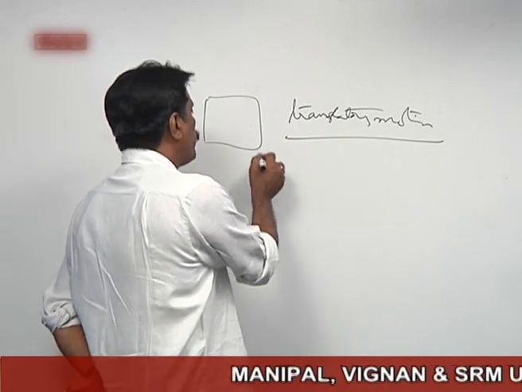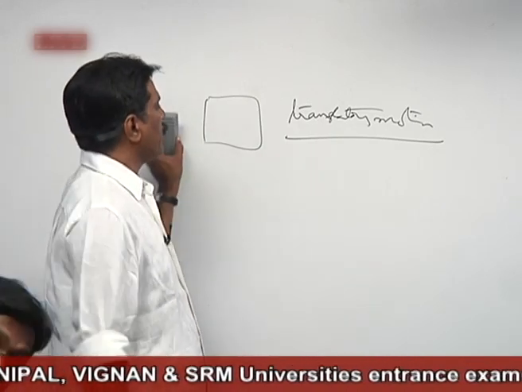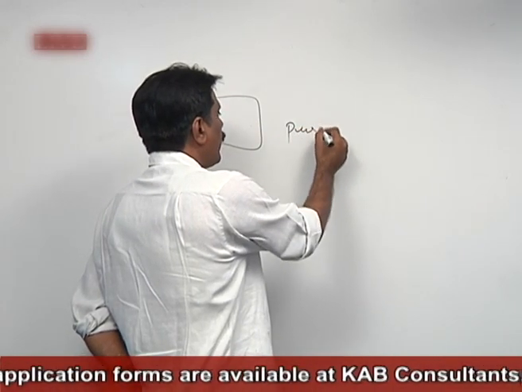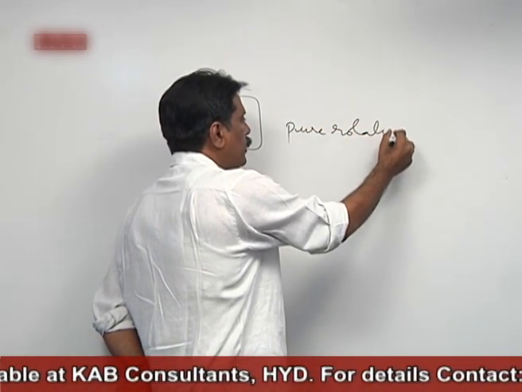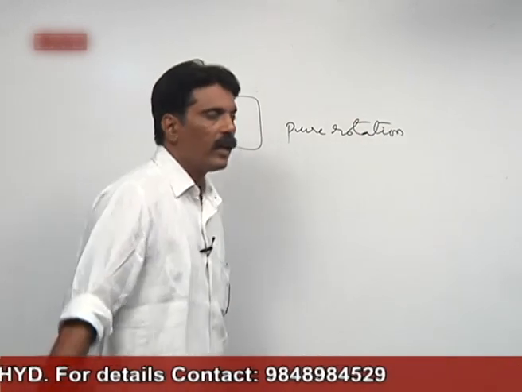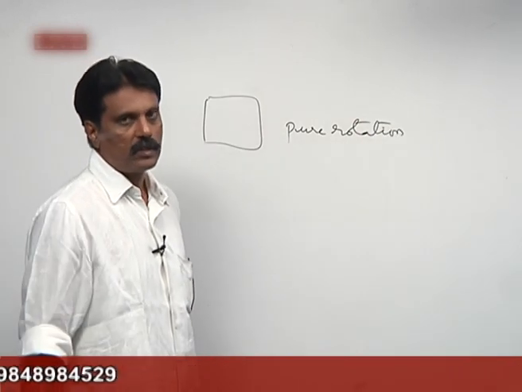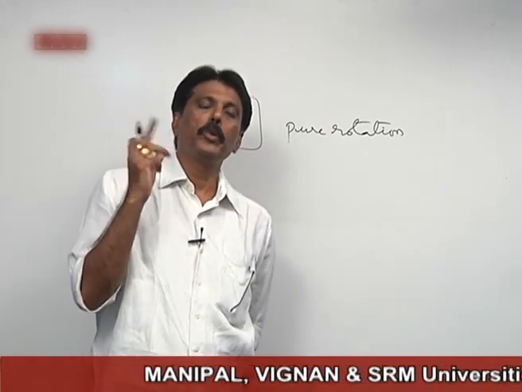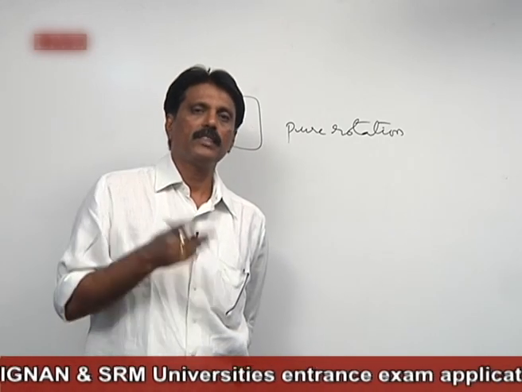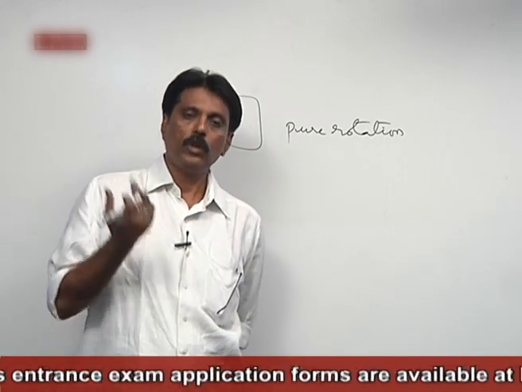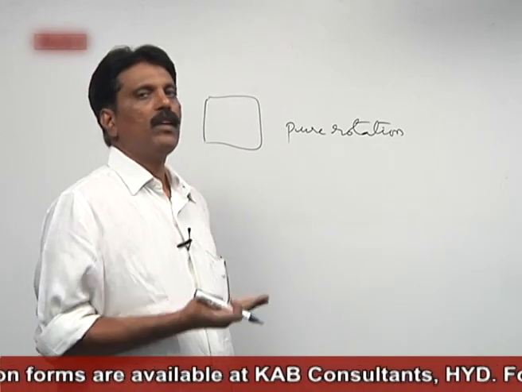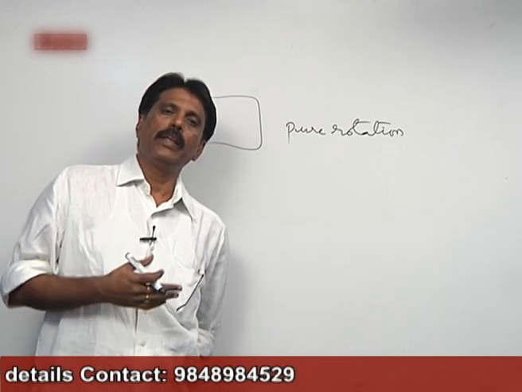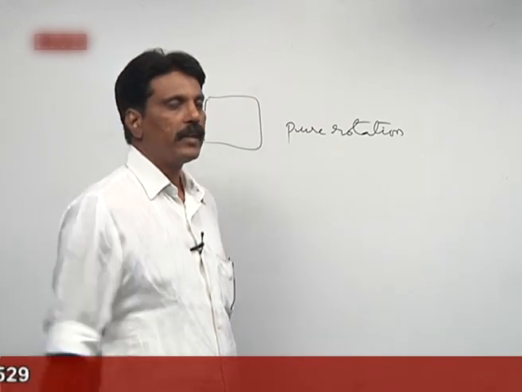Suppose the body is in pure rotation, just like a ceiling fan. If the body is only in pure rotation, then what would be the nature of motion of center of mass? Suppose the ceiling fan is rotating, that is an example of pure rotation. In that case, center of mass will be at rest. So in pure rotatory motion, center of mass will always be at rest. In pure translatory motion of the body, center of mass also moves in translatory motion.